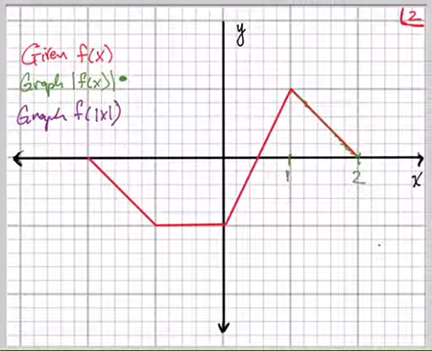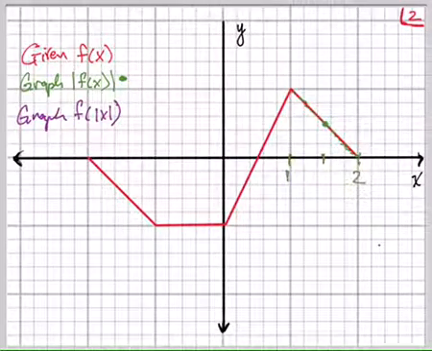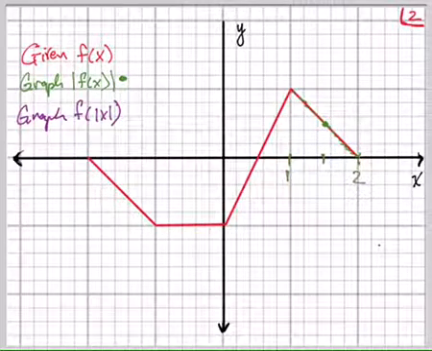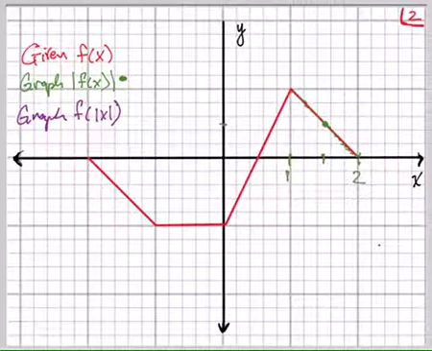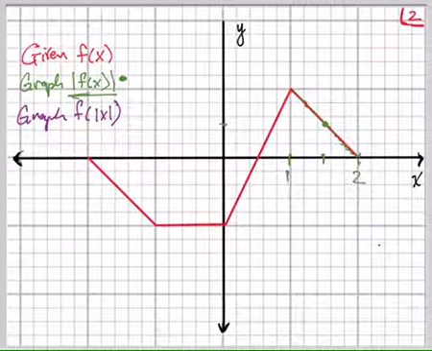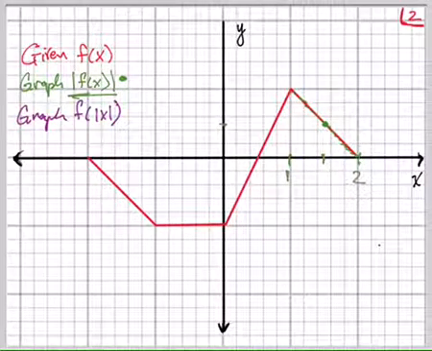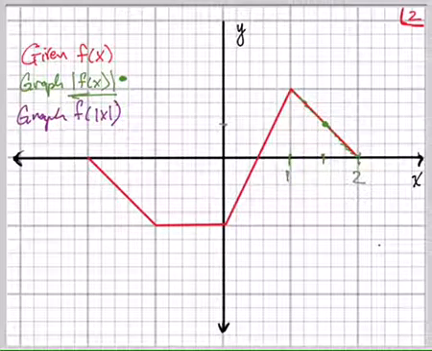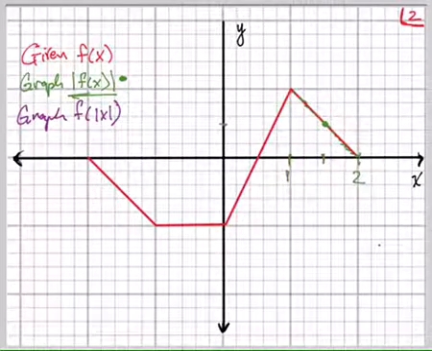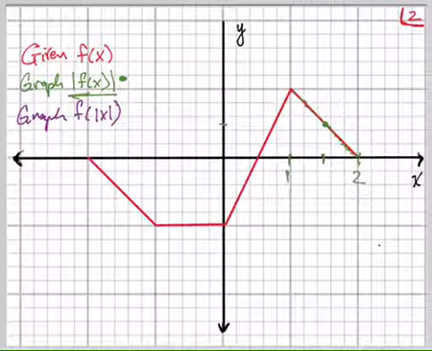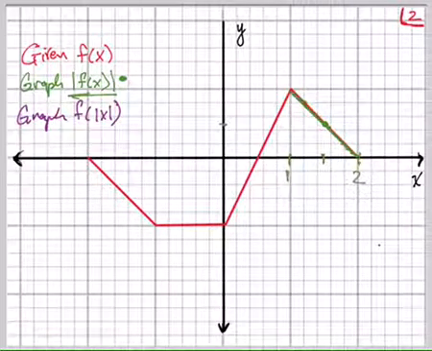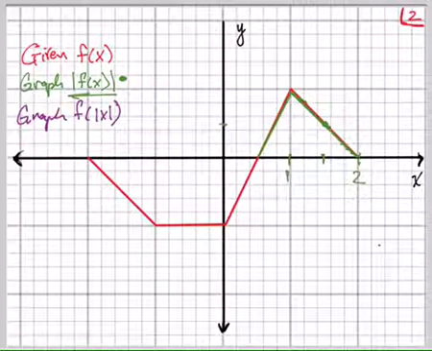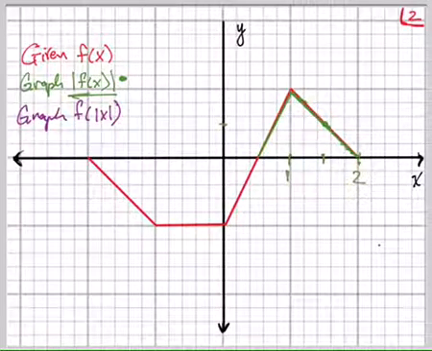When I plug in 1/2, my value right here, f of 1.5, which looks like a half, that point is still going to be a half when I take the absolute value of it, because it's a positive value. So taking the absolute value didn't change it. So all of these points are going to be the same from here to here. Same with all of these points right here. They're all going to be positive, 0 or positive values.